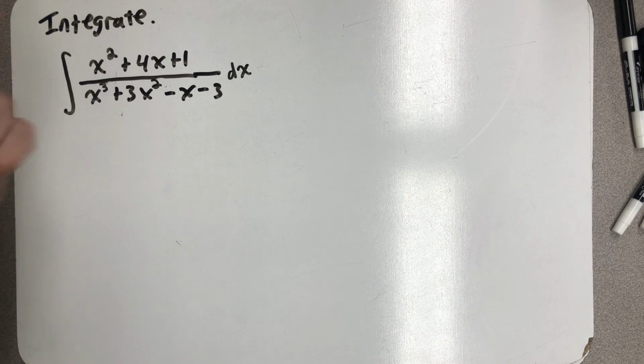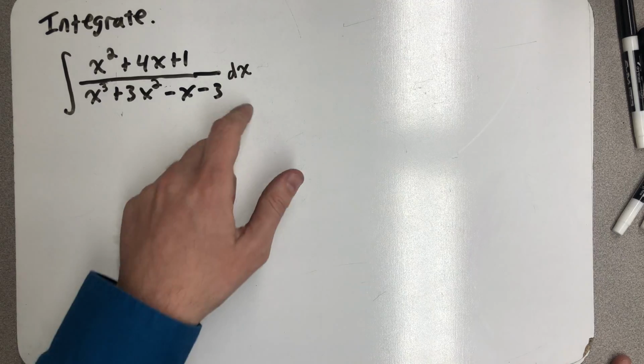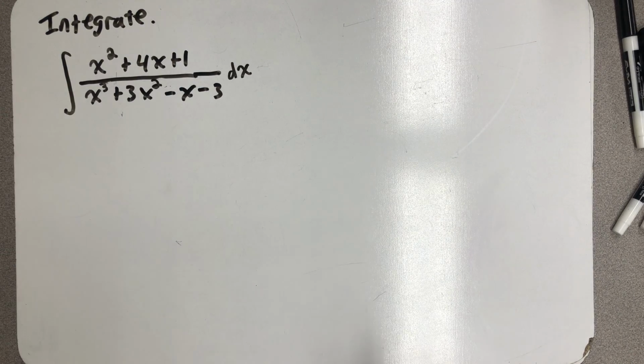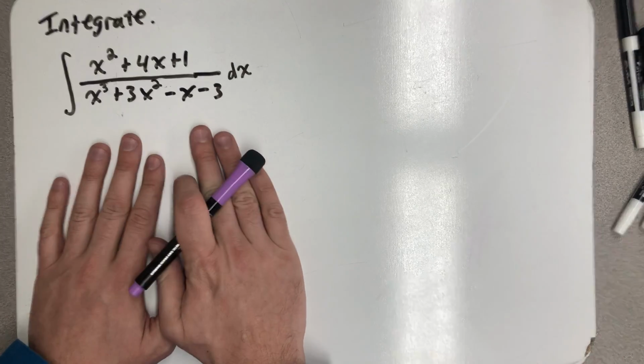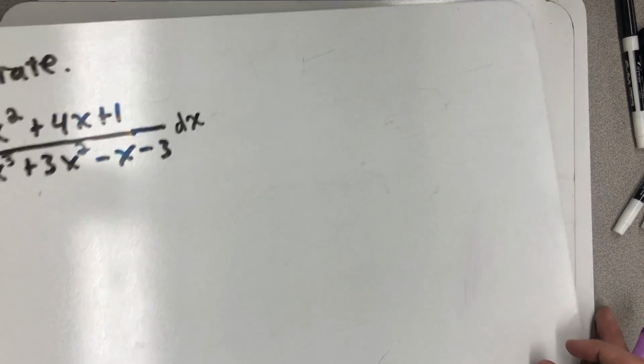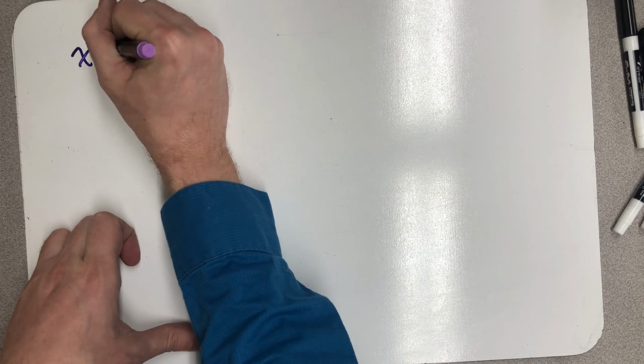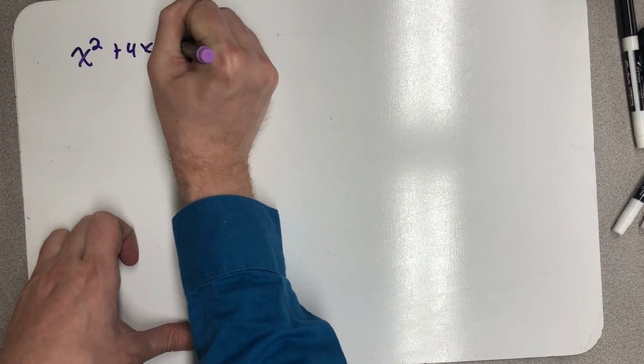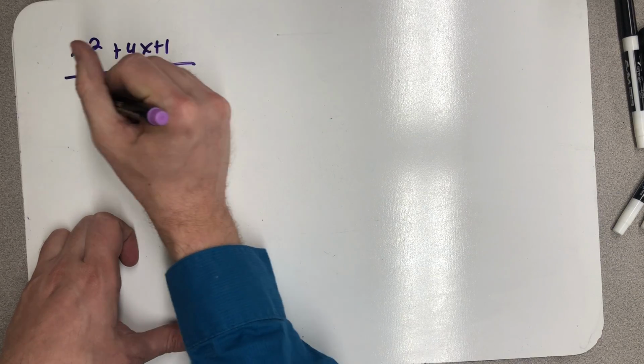We've been asked to integrate this rational function, x squared plus 4x plus 1, all over x cubed plus 3x squared minus x minus 3 with respect to x. I'm going to begin by rewriting the integrand. And my actual goal is to integrate this using partial fraction decomposition. So I'm just going to rewrite the integrand that we saw just a moment ago.